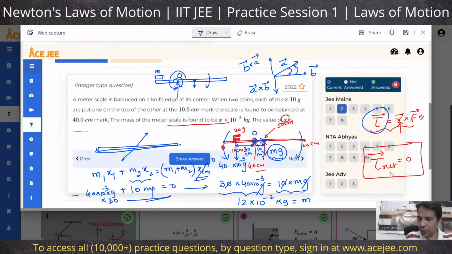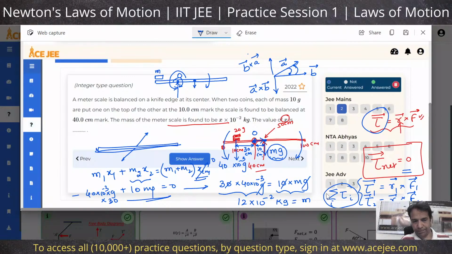Sum of all the torques should be 0, where torque due to individual forces is given by R cross F. So torque due to the first force is R1 cross F1, torque due to the second is R2 cross F2. And we have to find the vector sum of all these torques, okay? And equate that to 0.